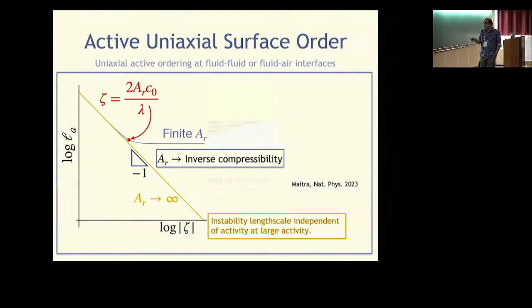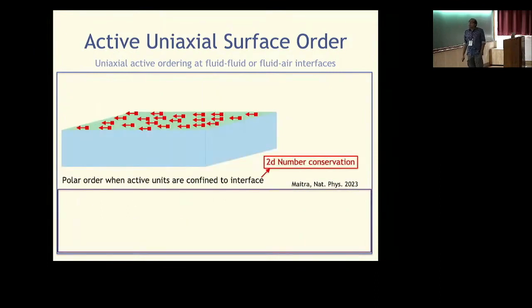Whereas now, the instability length scale basically saturates at a value determined by the compressibility of the apolar nematogens, right? In contrast, if you have a state in which you have a polar motile flock at the interface, with the number being conserved at the interface, then this can be stable because it escapes the instability of the apolar flock by using Toner-Tu waves.